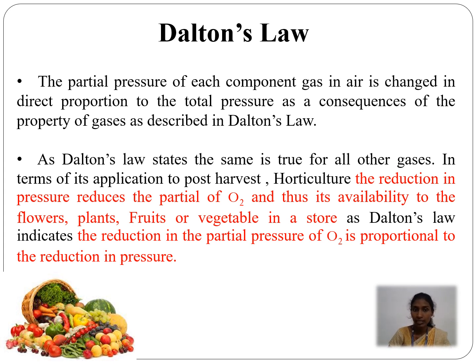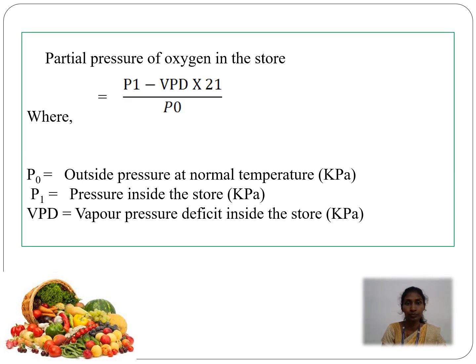So the reduction in the pressure will also reduce the partial pressure, that is the partial pressure of O2. So that O2 may be available for the flowers, plants, fruits, and also the vegetables in a store. So this defines that the reduction in the pressure also reduces the partial pressure of O2. So that is the direct proportion.